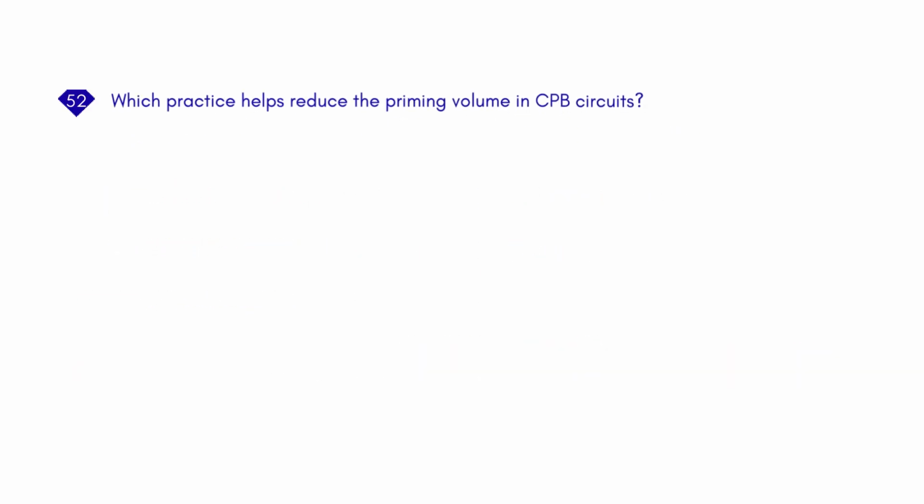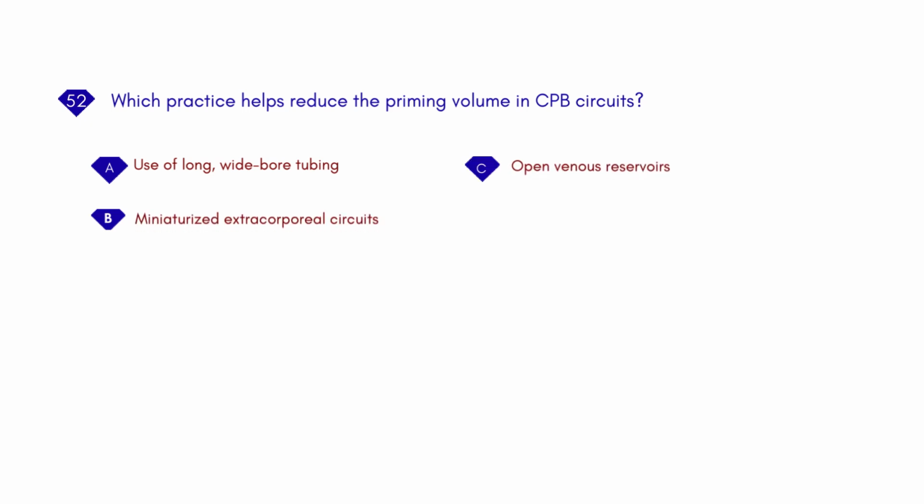Which practice helps reduce the priming volume in CPB circuits? A. Use of long, wide-bore tubing. B. Miniaturized extracorporeal circuits. C. Open venous reservoirs. D. Larger oxygenators. Answer: B. Miniaturized extracorporeal circuits.